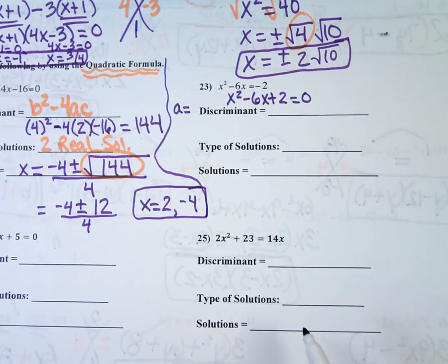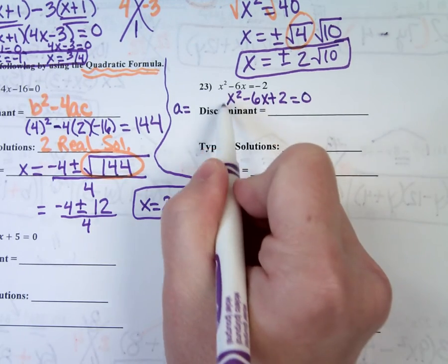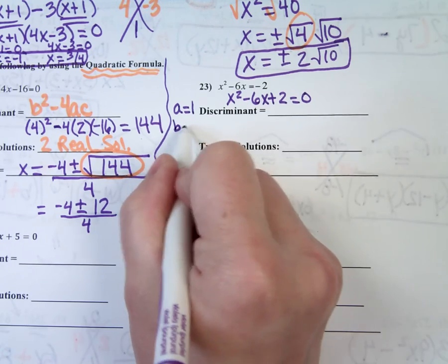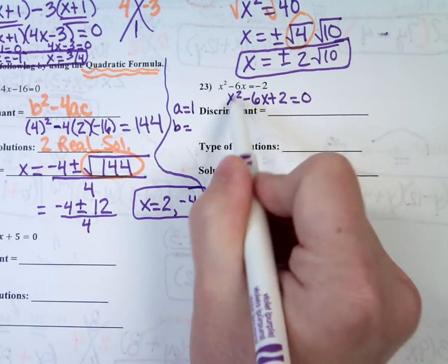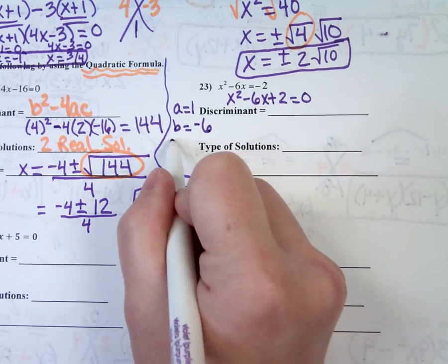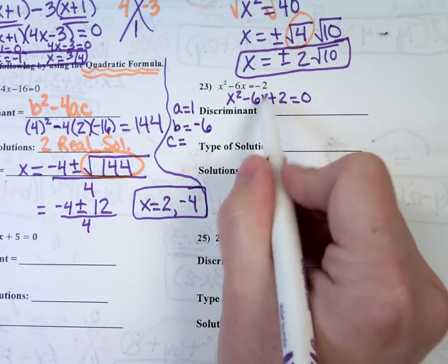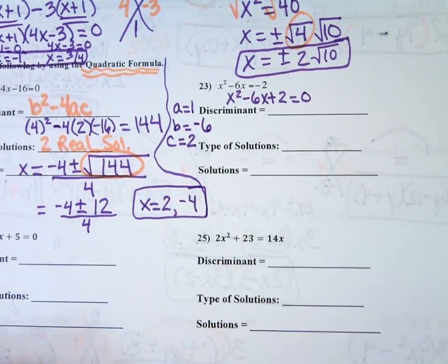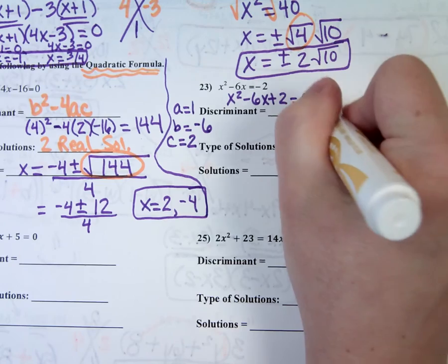Which one's the a? 1, because that's what's in front of the x squared. Which one's the b? -6, because that's what's in front of the x. And which one's the c? +2. Okay, now we're going to calculate our discriminant.